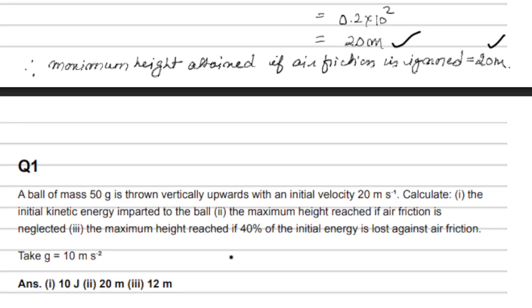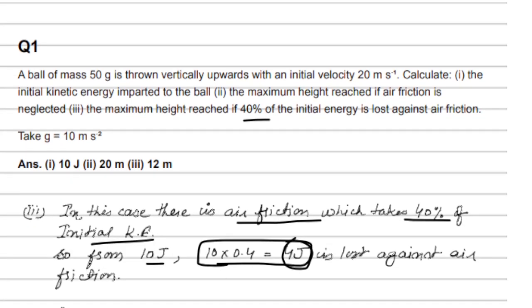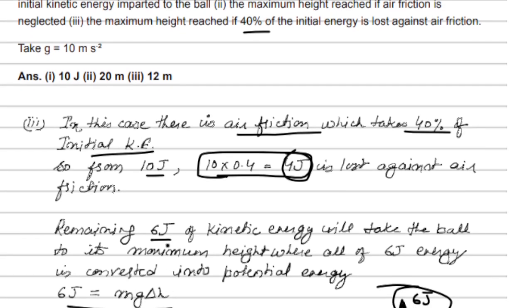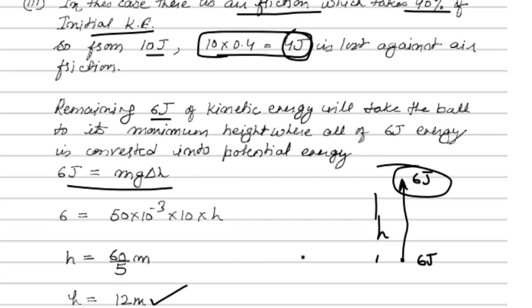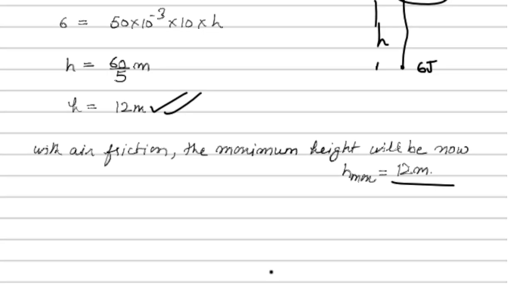Then the last is just a change that 40% is wasted. So only 60% is there. So this much kinetic energy will be totally converted into potential energy, mg delta h. Again, we applied it and got the height as 12 meters. Let's go to the next question.